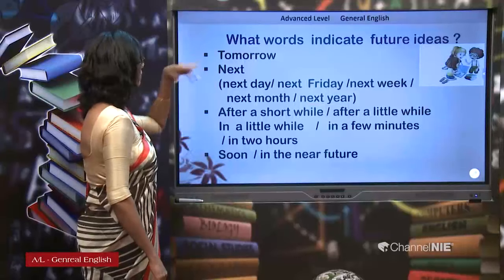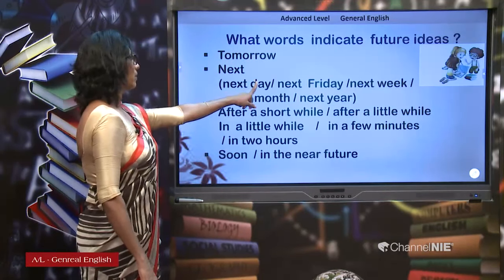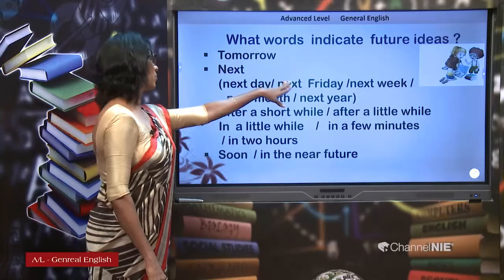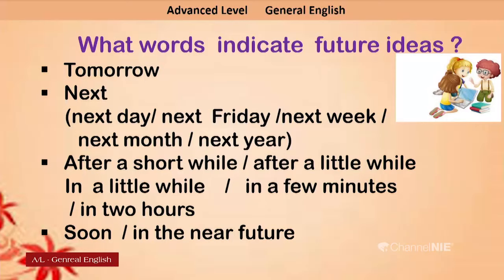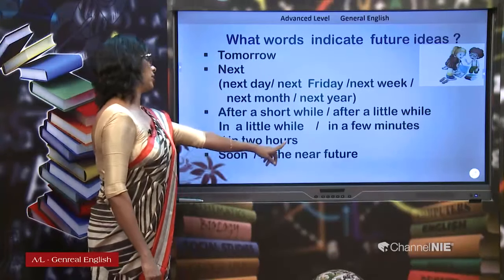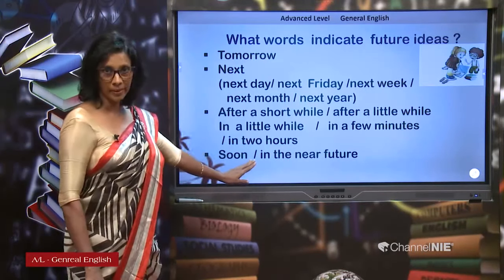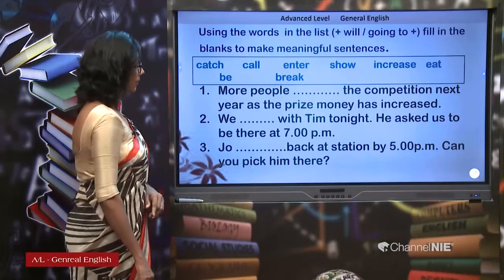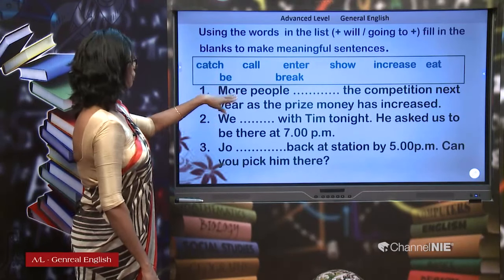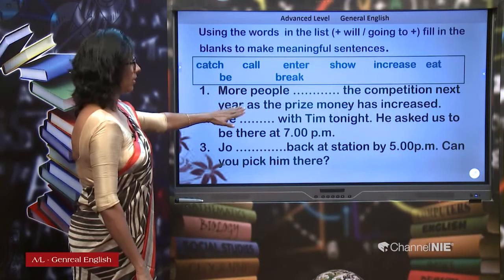Right. Shall we read all these things again? Tomorrow, next day, next Friday, next week, next month, next year. Then after a short while, after a little while, in a few minutes, in 2 hours, in 2 days, in 2 years, anything to indicate future, right? Then soon, in the near future. The idea is clear to you, I hope. Right. Then using the words in the list, we can form future tense sentences.